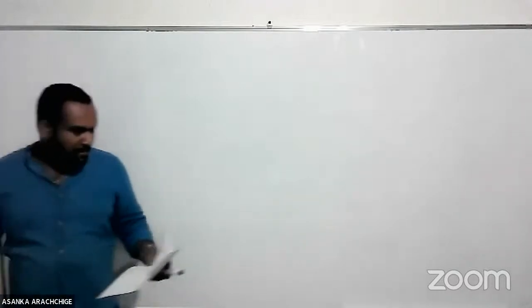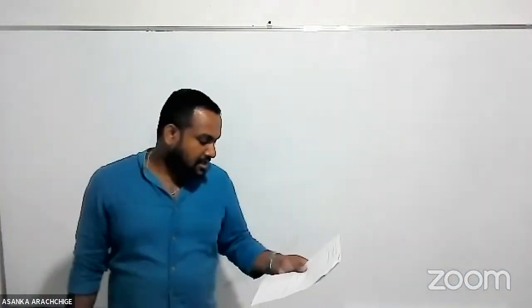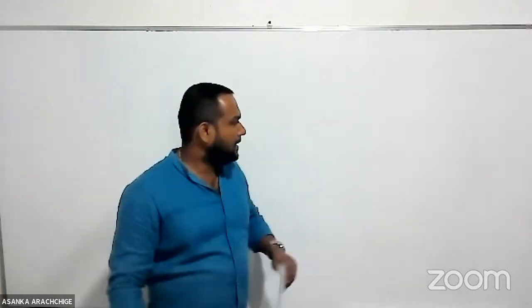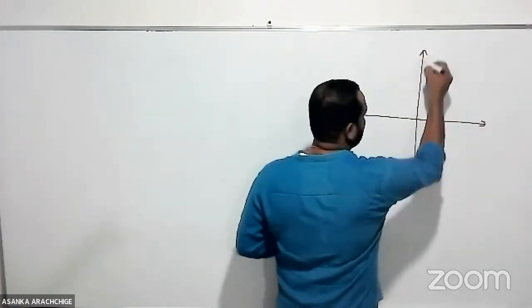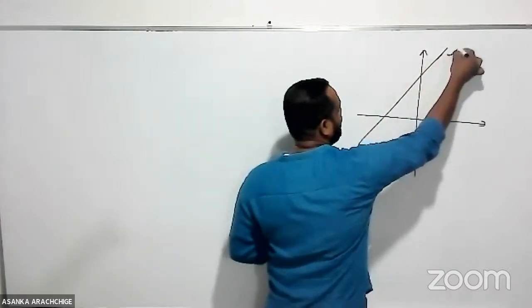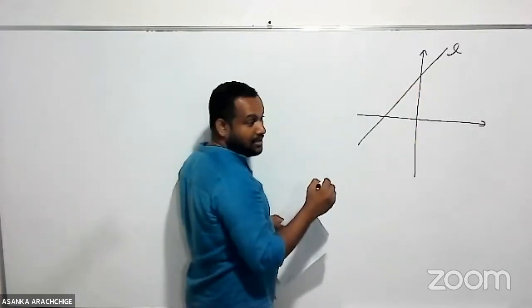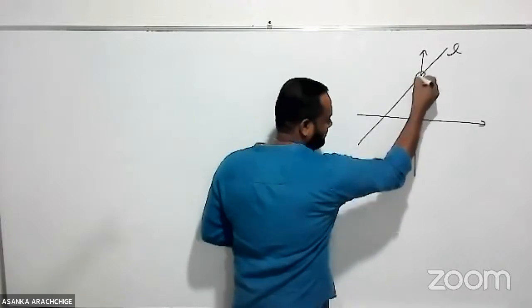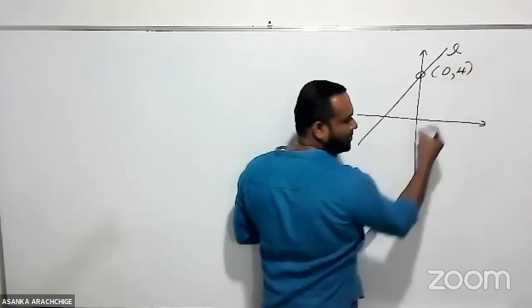Right. Number 16 has been given from graphs. Look, find the equation of the straight line L. You can see we are given a straight line graph on a Cartesian plane like this. This is the line L. This straight line intersects the y-axis at the coordinates (0, 4).